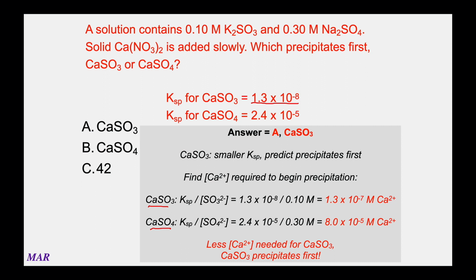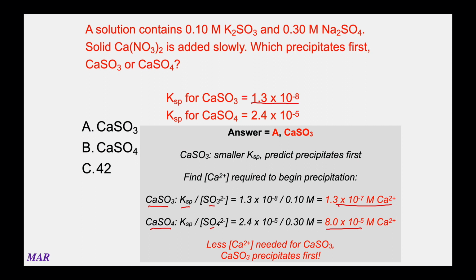And if you don't believe me, and I totally understand, here's the math for the calcium sulfite and the calcium sulfate calculations. You take the corresponding Ksp and you divide by either sulfite or sulfate, and you can see that 1.3 times 10 to the minus 7 moles per liter is the calcium required to make calcium sulfite precipitate. For the calcium sulfate, you need 8 times 10 to the minus 5 moles per liter calcium. That's quite a bit more than 1.3 times 10 to the minus 7 molar calcium. So the calcium sulfite precipitates first. The calcium sulfate will precipitate last. It takes extra calcium to make that one precipitate out, and that's what you can do.